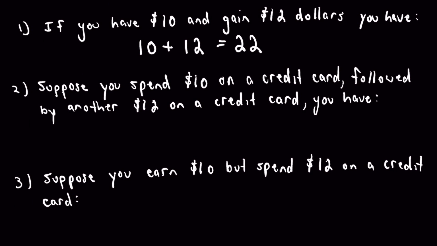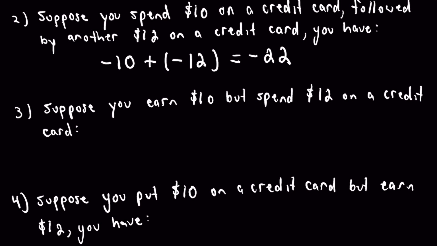Suppose you spend $10 on a credit card. In this case, I'm going to represent the fact that we spent $10 because right now I owe $10. So I'm going to write that as negative 10. So I spend $10, and then I spend another $12 on that credit card. So I'm down $10, and I'm down another $12. So I've got negative $10 and another negative $12 that I've spent. Well, that would mean to me that I now owe $22, or I've got negative 22.